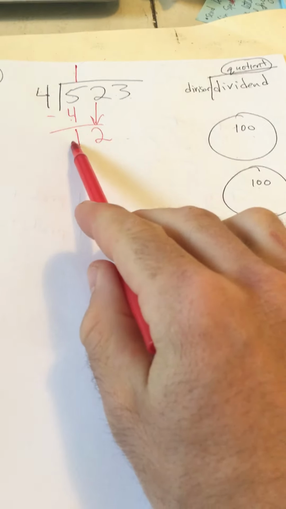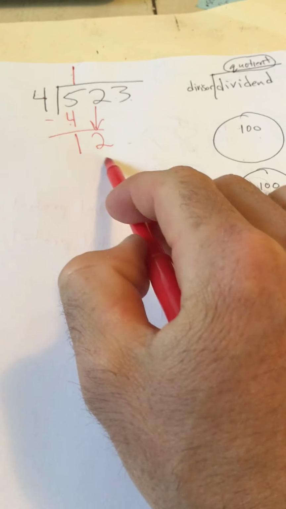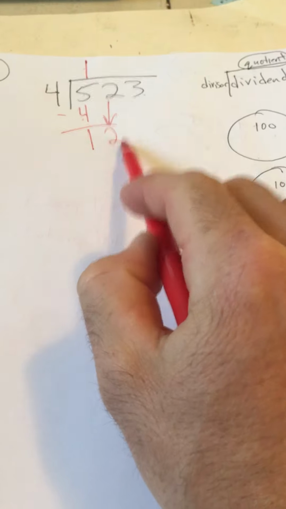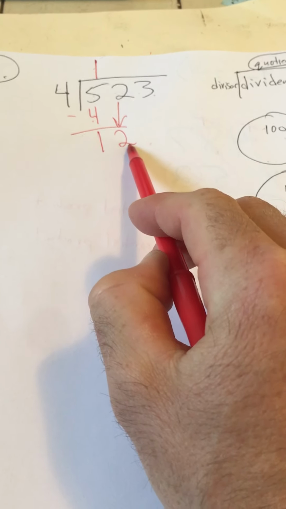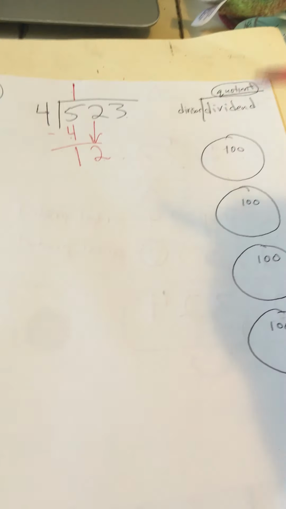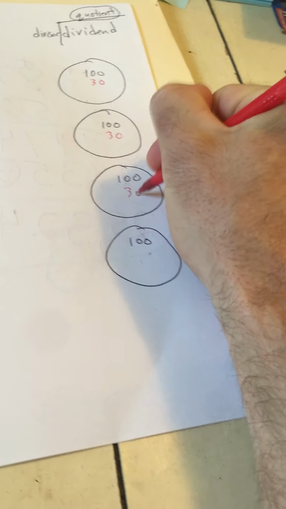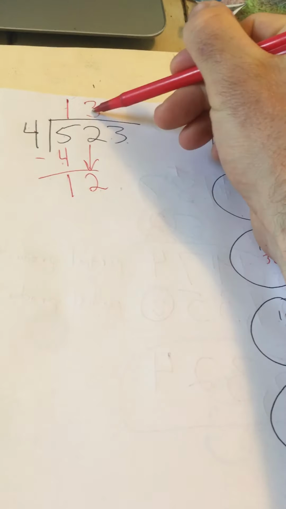Now we're going to bring down the 2 tens. Since we couldn't put that 100 into any of these groups, we're going to trade it and call it 12 tens. Because 100 is 10 tens, plus the 2 more that we have makes 12 tens. So how many tens can we put into each group if we have 12 of them and there are 4 groups? We could put 3 into each group. 3 tens is really 30. So we put a 3 here in the tens place.